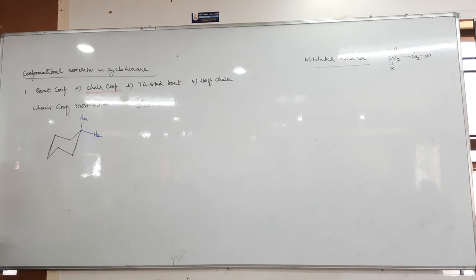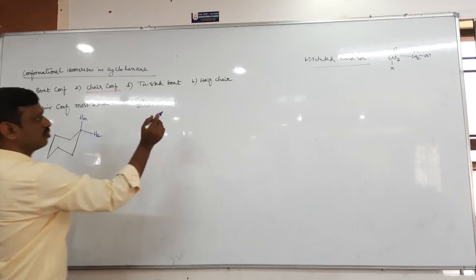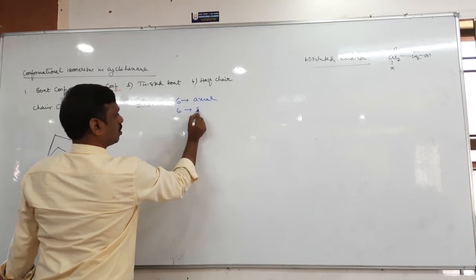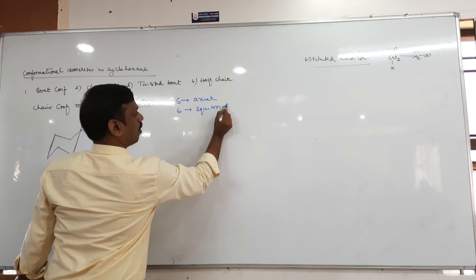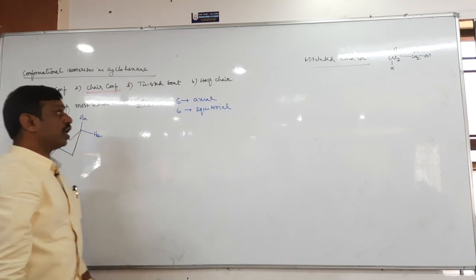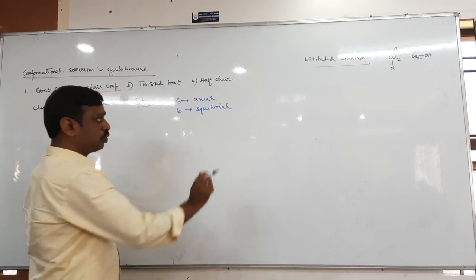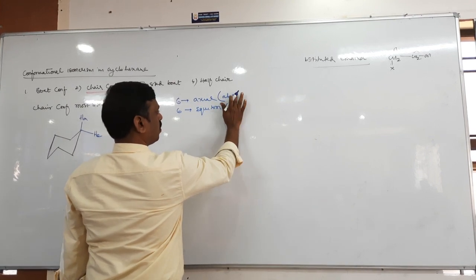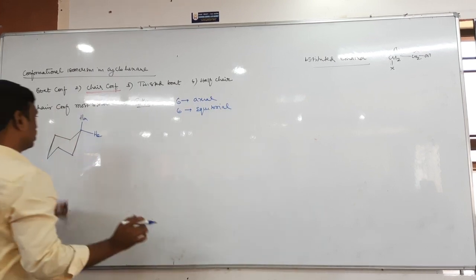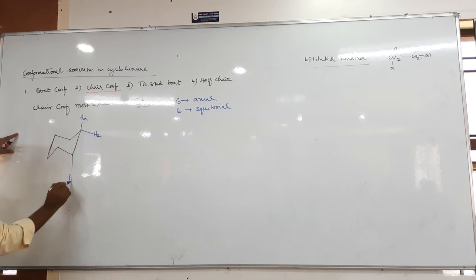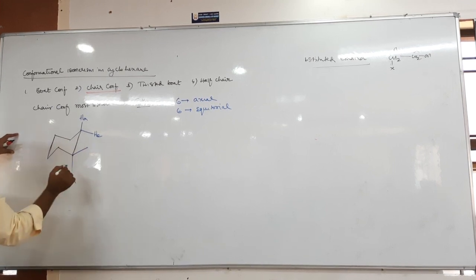Cyclohexane contains 12 hydrogens, in which 6 are axial and 6 are equatorial. Then how to identify axial and equatorial? Axial is not always above the plane. It should be like this, it is axial. Now it comes above, it is equatorial.